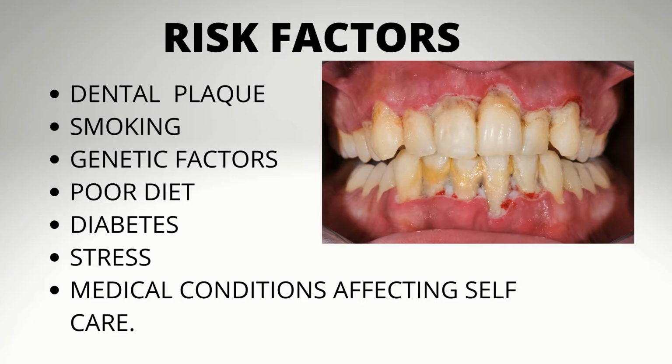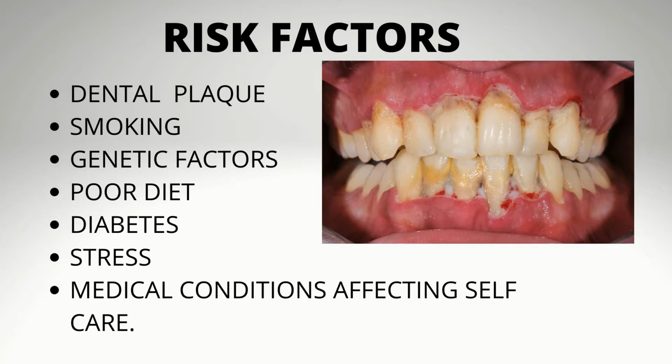Next risk factor affects only a small proportion of the population. Now, some people have a certain gene variant that makes them more susceptible to disease, and this may be seen in certain families. Now, in such cases, if there is poor oral hygiene, it very quickly accelerates into advanced gum disease.